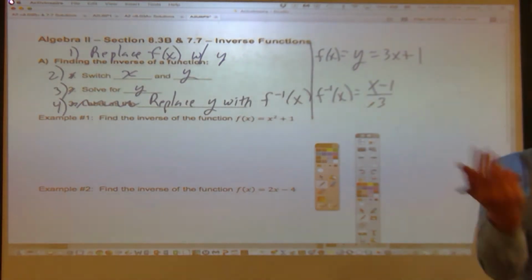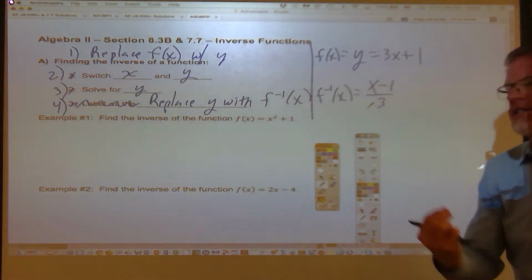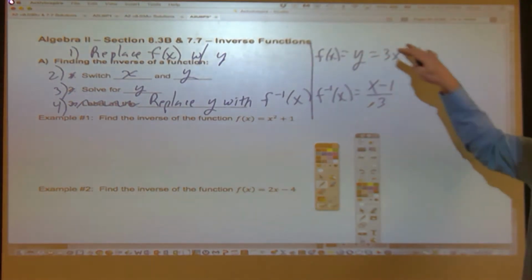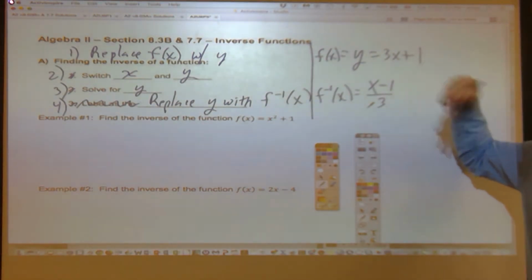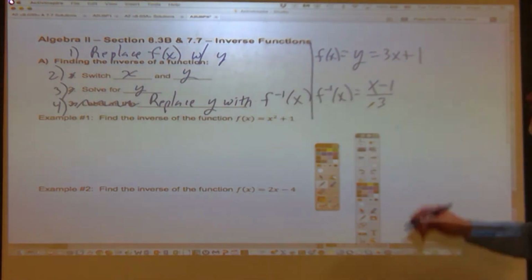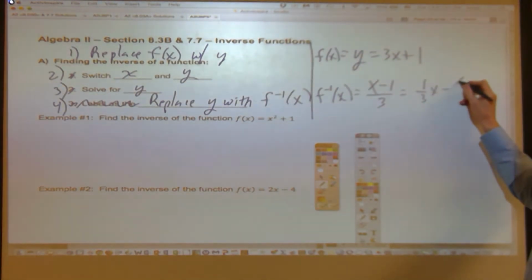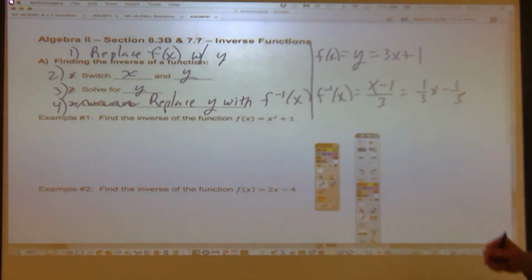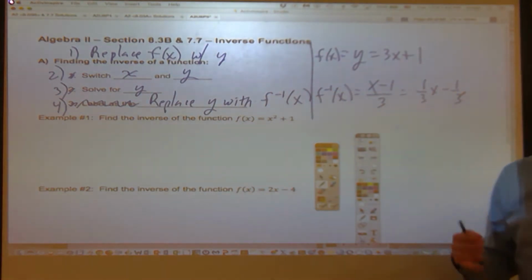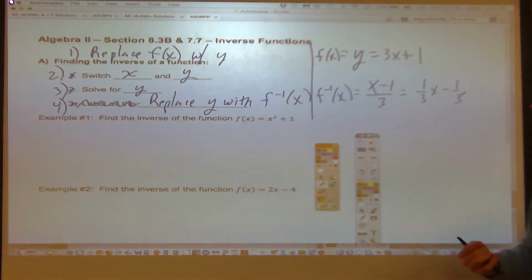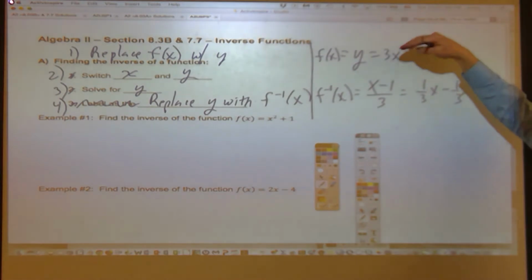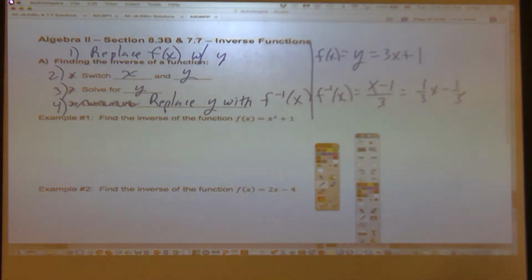So some of these you can just do in your head, and we've been doing it all year long. We've been taking a 2-step process and watching it in reverse. Now, you can distribute the 3 to get 1/3 x minus 1/3. This is the inverse function. So this is basically coming up with a rule that will make the f machine work in reverse.